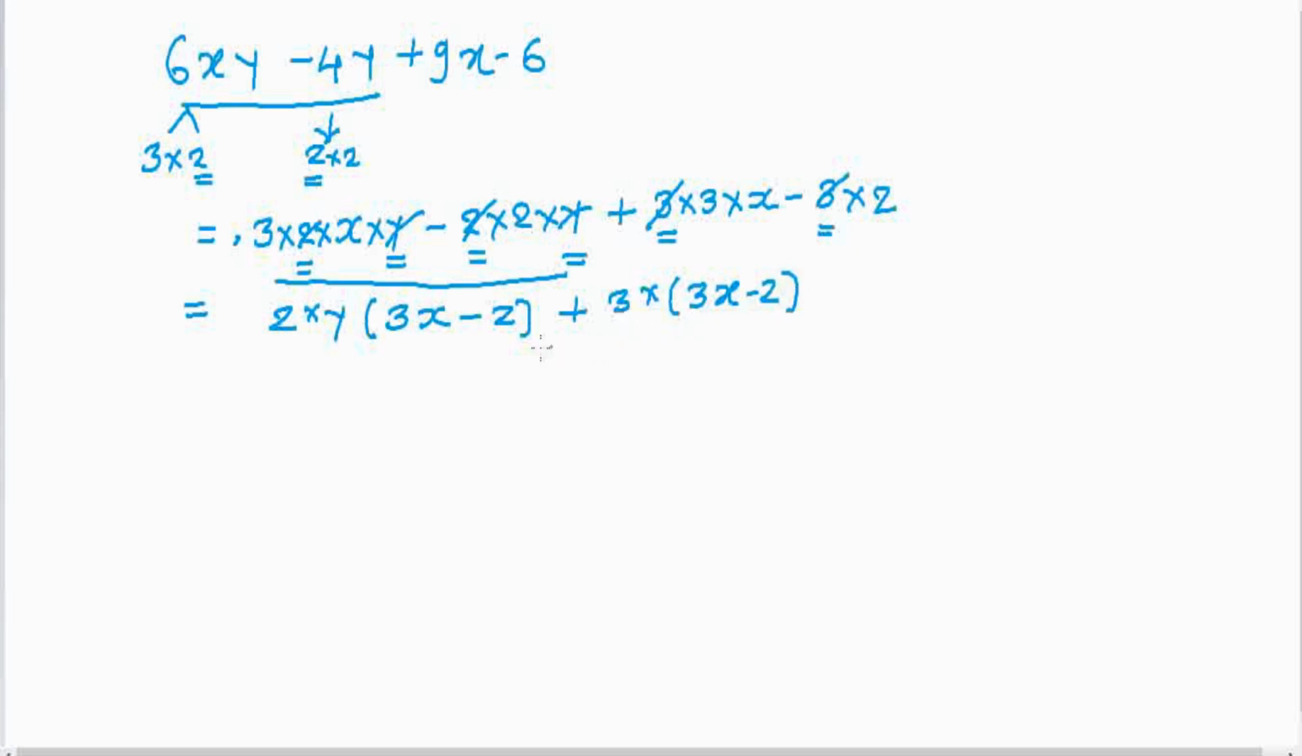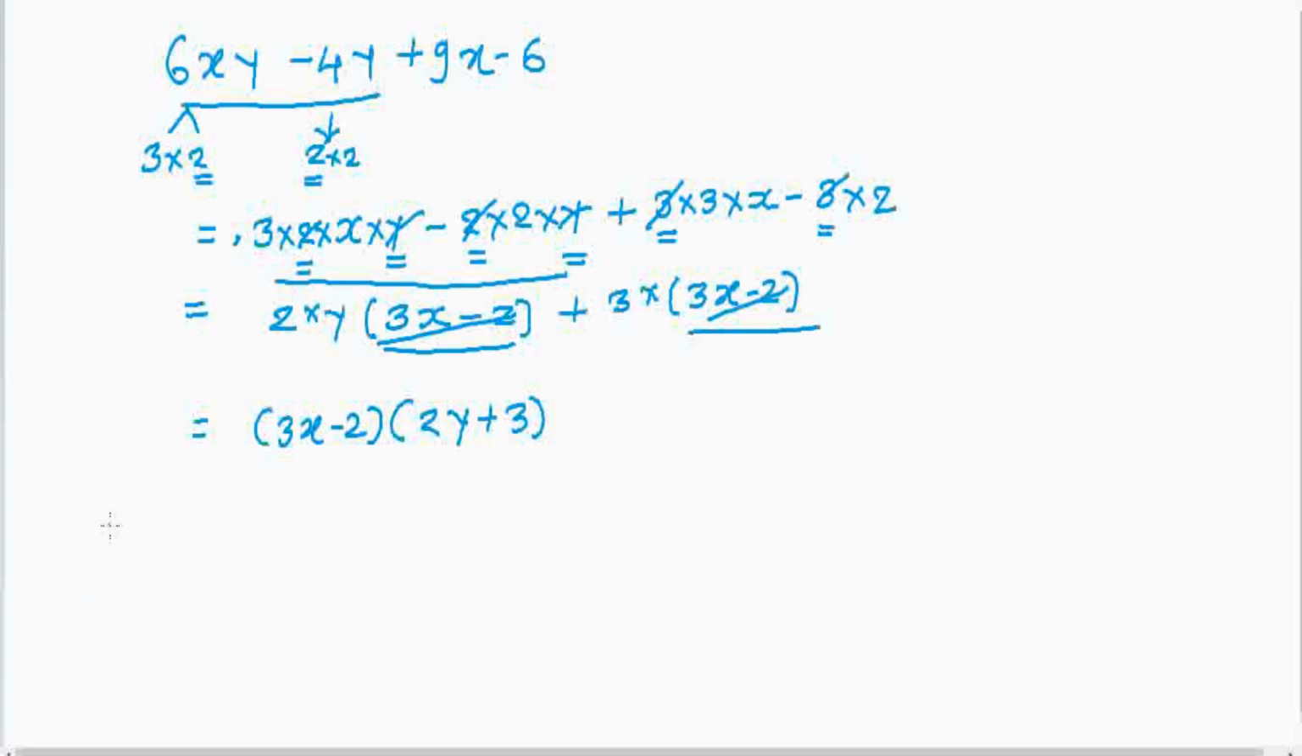Now look at this friend, from these two terms we again have 3x minus 2 as a common term here, therefore we write this 3x minus 2 as common, and also we cancel this to avoid confusion. Now what is remaining, you can see that we have 2y and here is 3. So this is the factorization of 6xy minus 4y plus 9x minus 6.